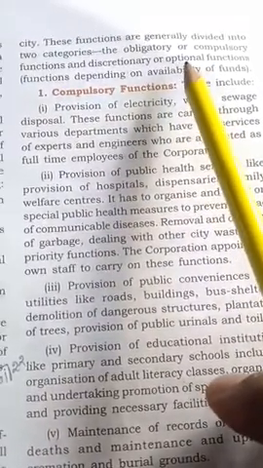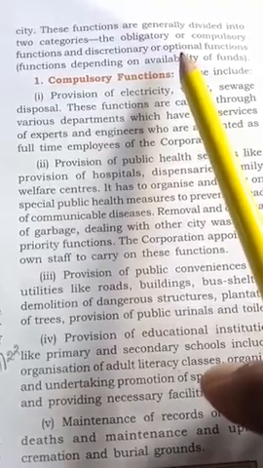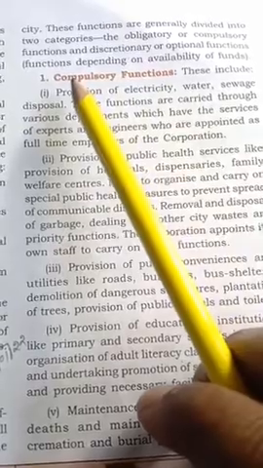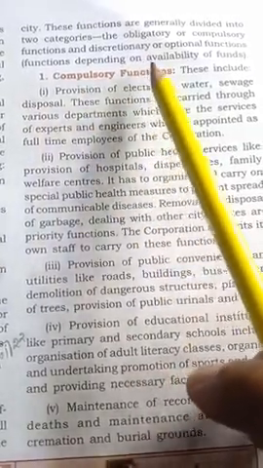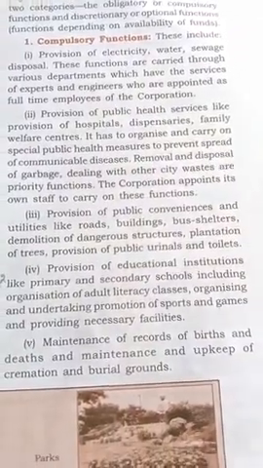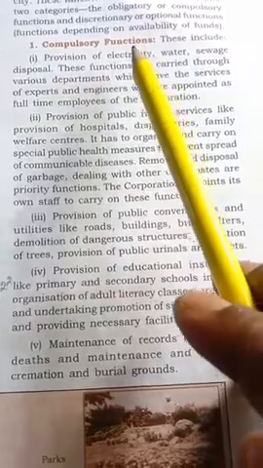Without these, humankind can also survive, but if they are there, that is a benefit for the people. These functions depend on the availability of funds of the municipal corporation. So let's see the compulsory functions.